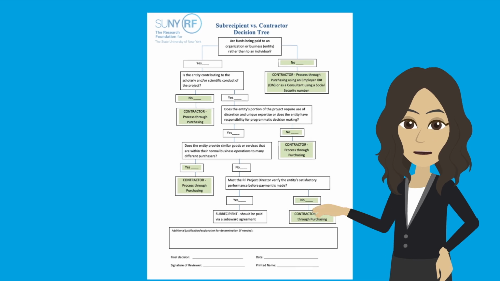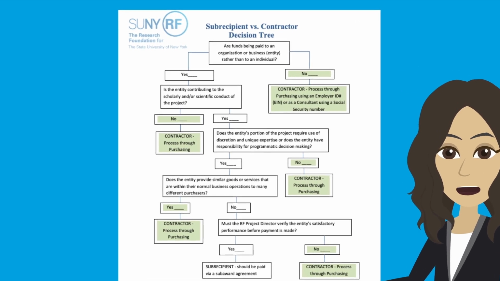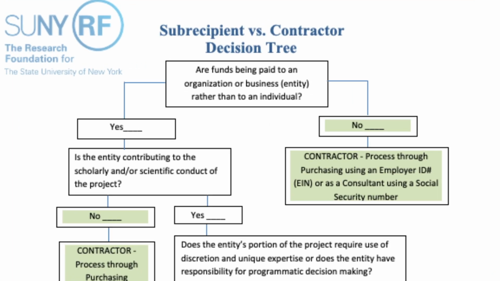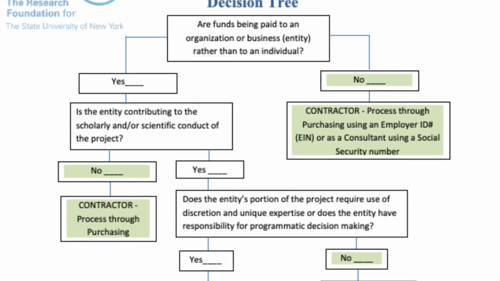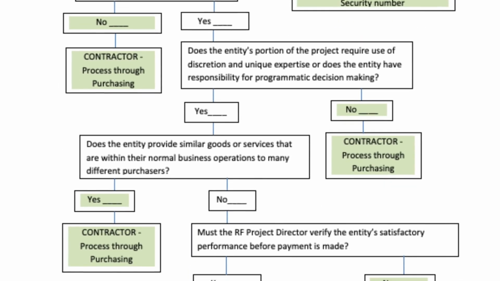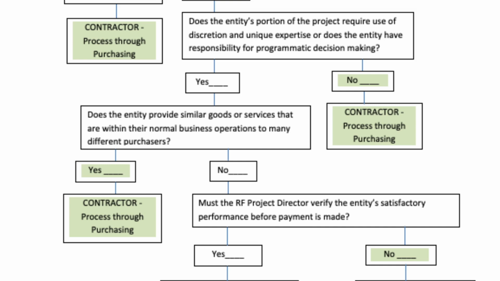The relevant questions to ask are: is the work being done by an individual or an organization or business? If it's an individual, it's a contractor. An organization or business could be either vendor or subrecipient, so continue on. Is the entity contributing to the scholarly and/or scientific conduct of the project? If not, it's a contractor. Does the entity's portion of the project require use of discretion and unique expertise? Or does the entity have responsibility for programmatic decision-making? If not, it's a contractor.